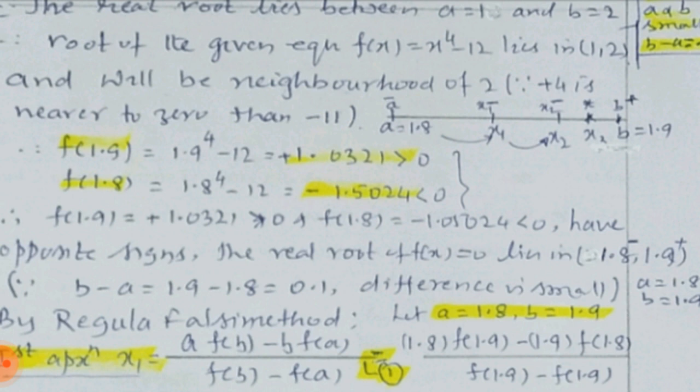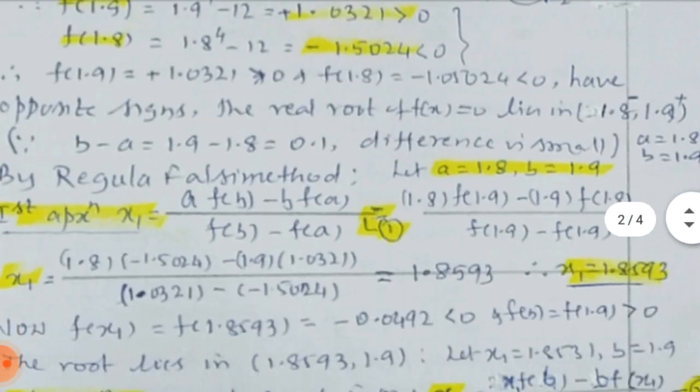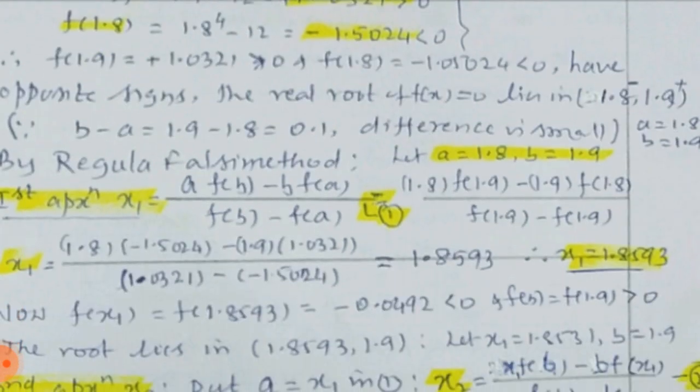On substituting the values for f of 1.9 and f of 1.8, which we already calculated, we get x1 is equal to 1.8, f of b is equal to 1.0321.